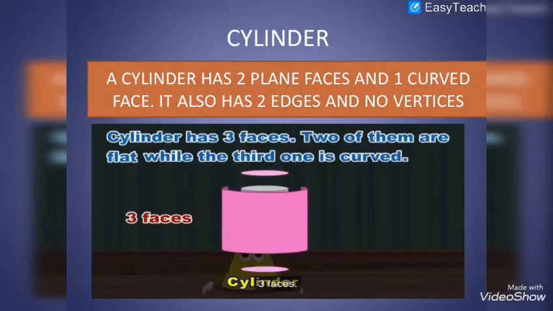Now the cylinder. A cylinder has 2 plane faces and 1 curved face. It also has 2 edges and no vertices. So it has 2 edges and no vertices. So a cylinder has 3 faces. See here, 1, 2, 3. 2 of them are flat and the third one is curved. See in the figure, students.